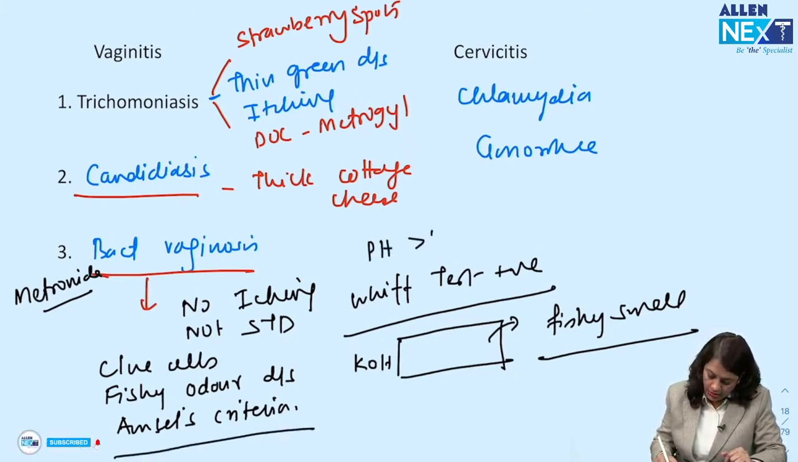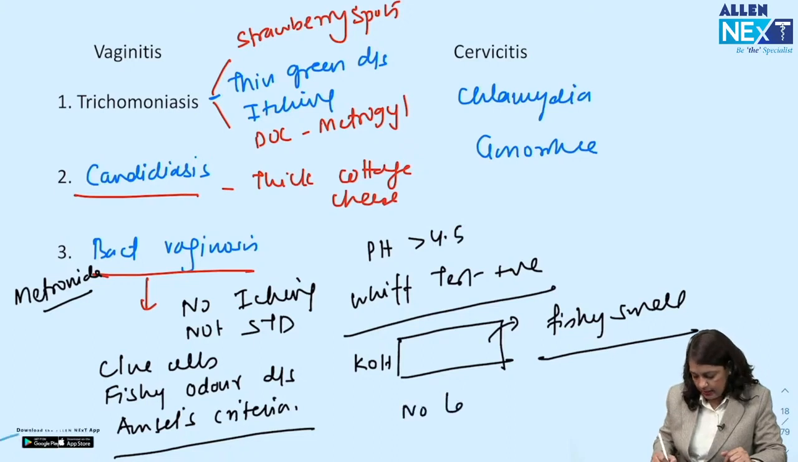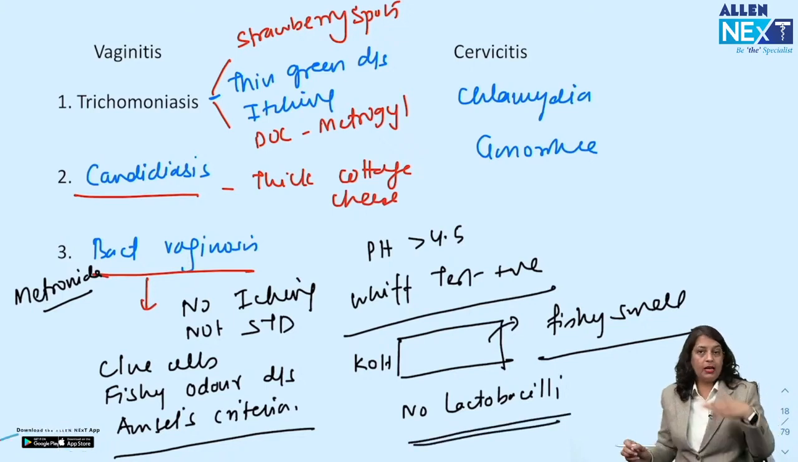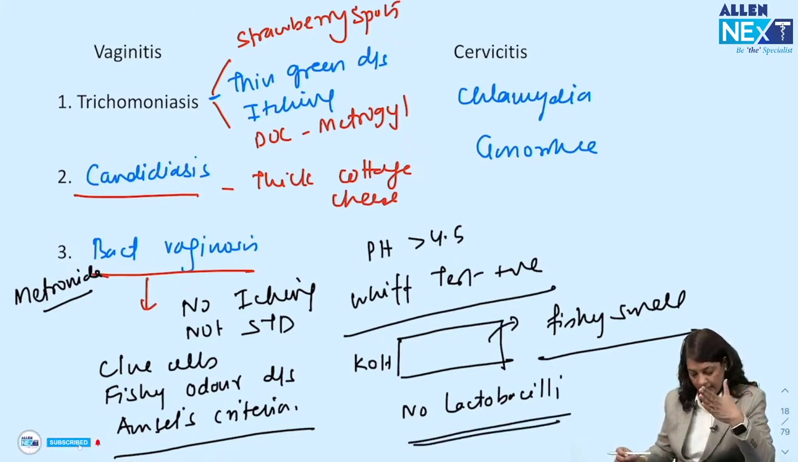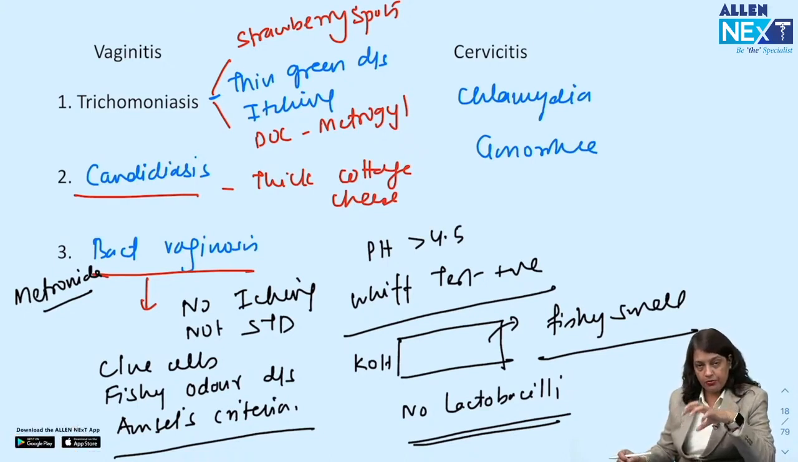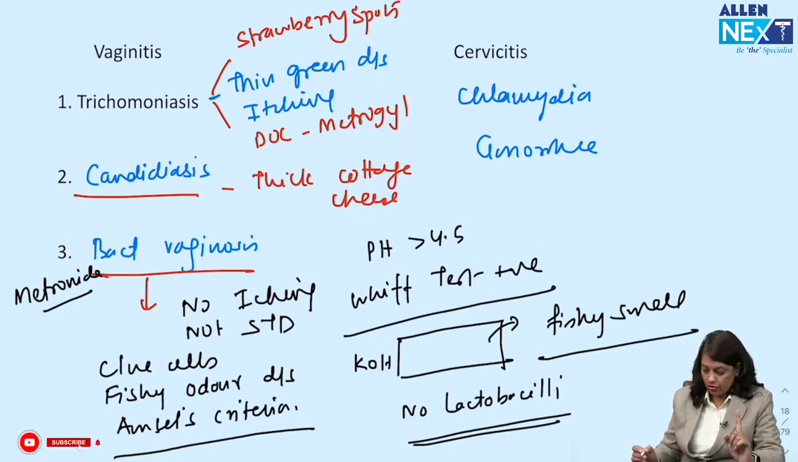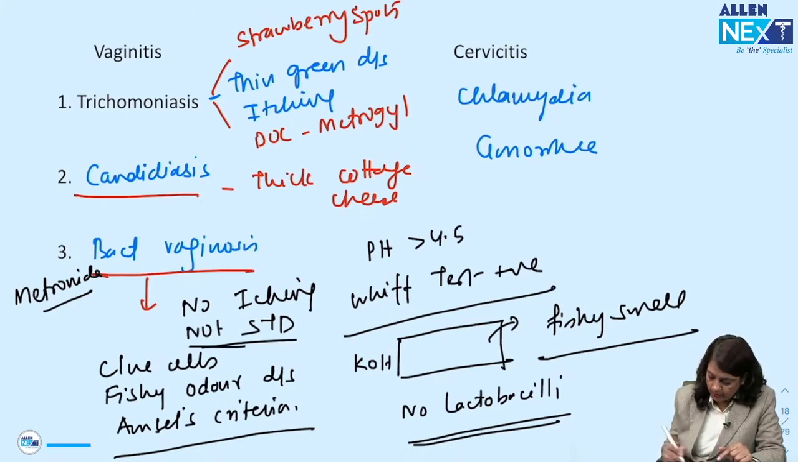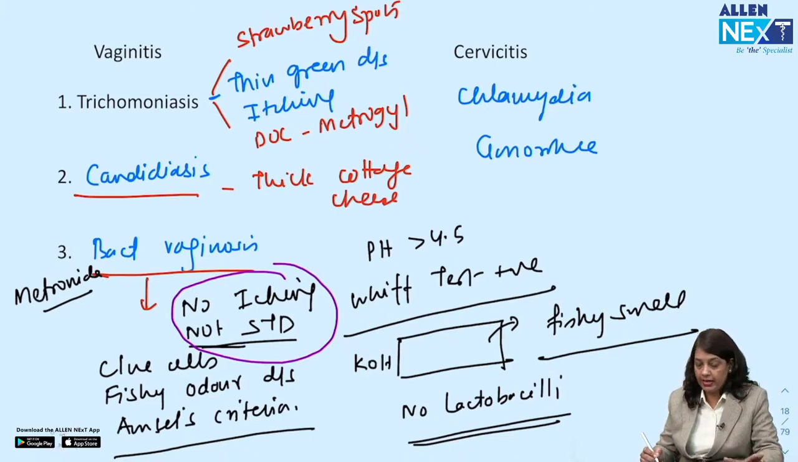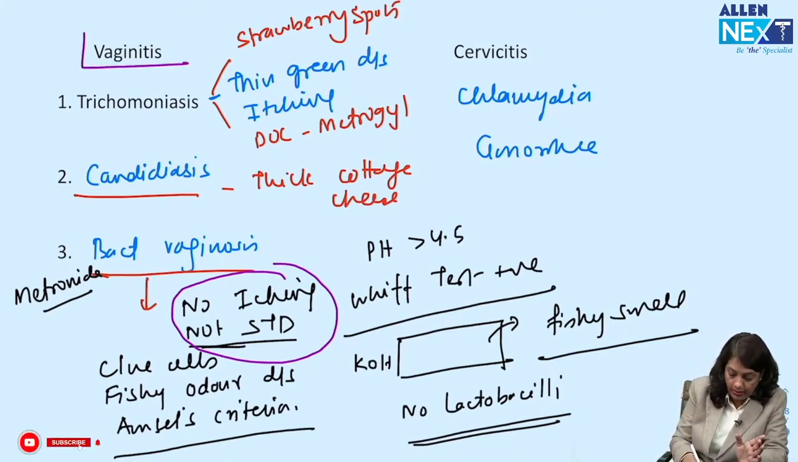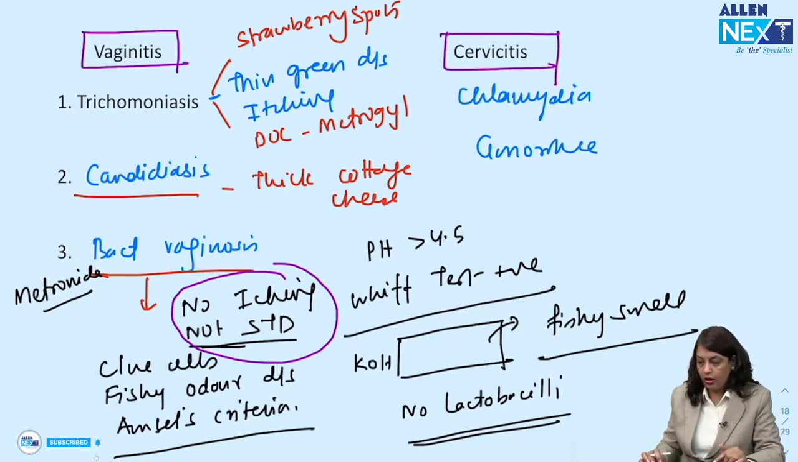And remember, pH is more than 4.5 and there are no lactobacilli. Because lactobacilli are replaced by Gardnerella vaginalis and other organisms. So whenever the pH changes to alkaline, the growth of these organisms is favored. So remember, there is no itching and it is not an STD. Okay, so treating the partner is not important. Fine. Next.